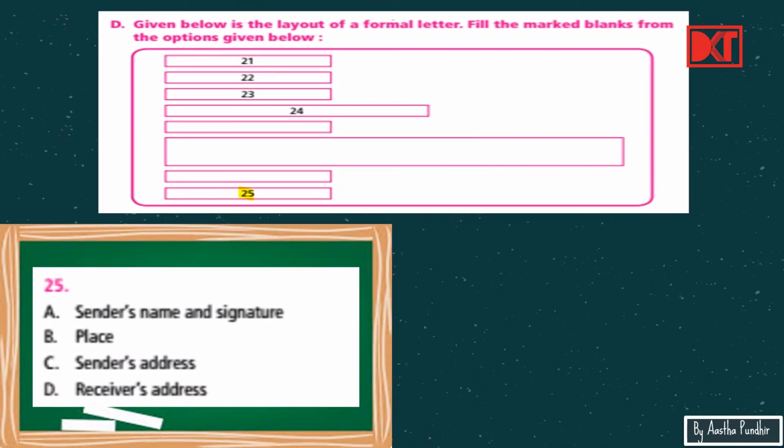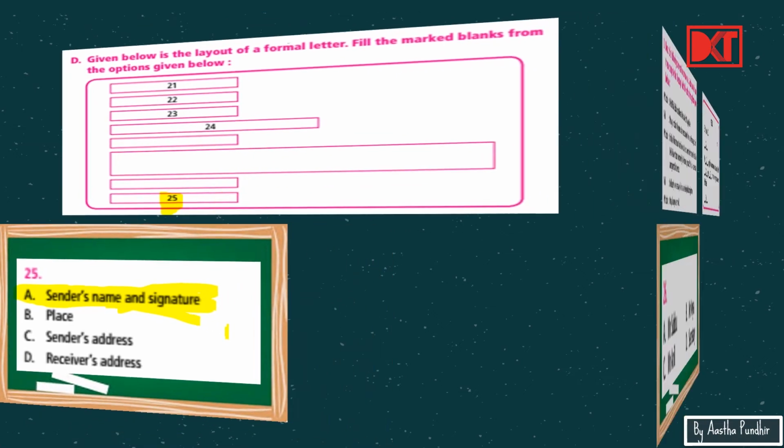Okay, next up we have 25th, the last part. Last part, pretty easy. What do we write? Sender's name and signature, or place, or sender's address, or receiver's address. Now all these addresses come in the beginning, and in the end we just write who has written the letter, sender's name and signature. Write the name. Okay.